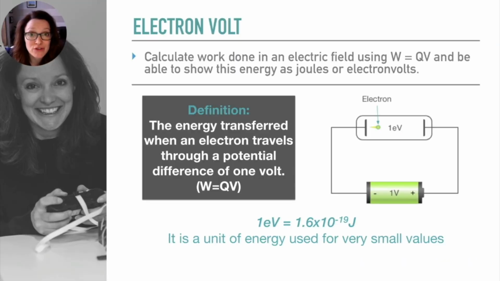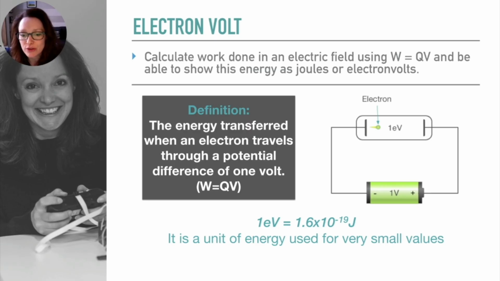I'd like to define what the electron volt is. You need to know this definition, so memorize this. The energy transferred when an electron travels through a potential difference of 1 volt. Electron volt is a unit of energy, and that's the amount of energy transferred when an electron travels through a potential difference of 1 volt.